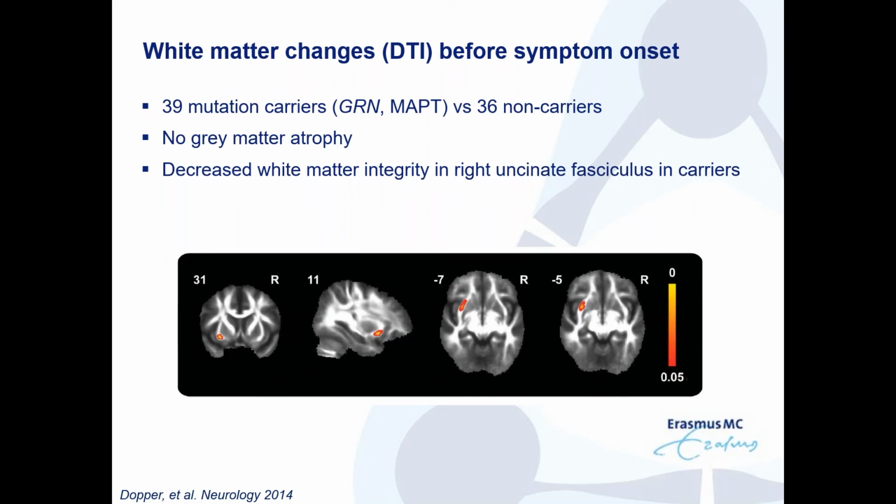So this slide shows one of our first findings in the FTD risk study. Here we compared carriers of the mutation with non-carriers, and again, all these persons had no symptoms yet. And then looking at the gray matter volume, we found no differences between the groups. But when looking at the white matter integrity, we saw increased white matter integrity in this structure. So this means that changes in the brain can already be measured before symptoms of FTD.